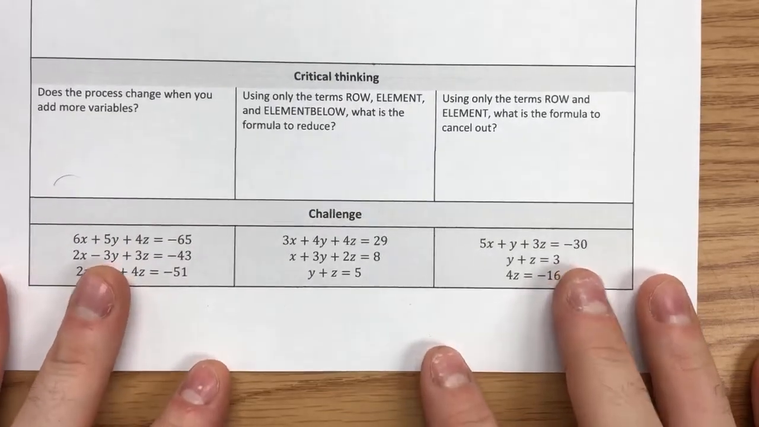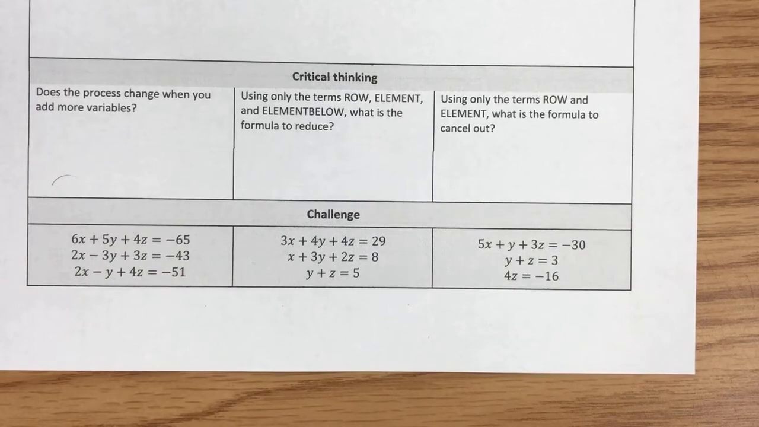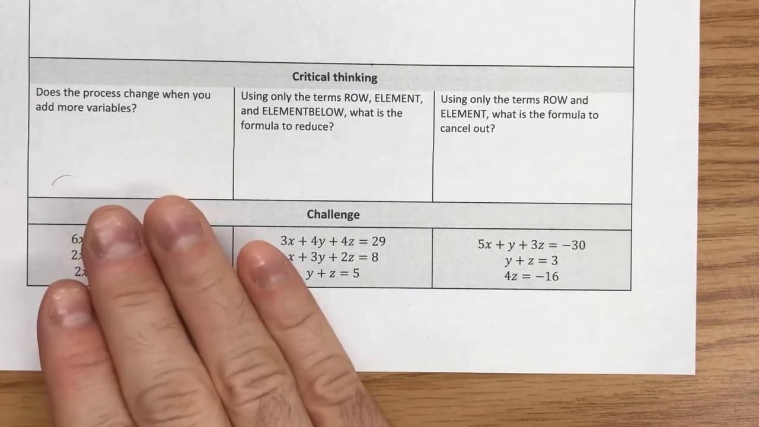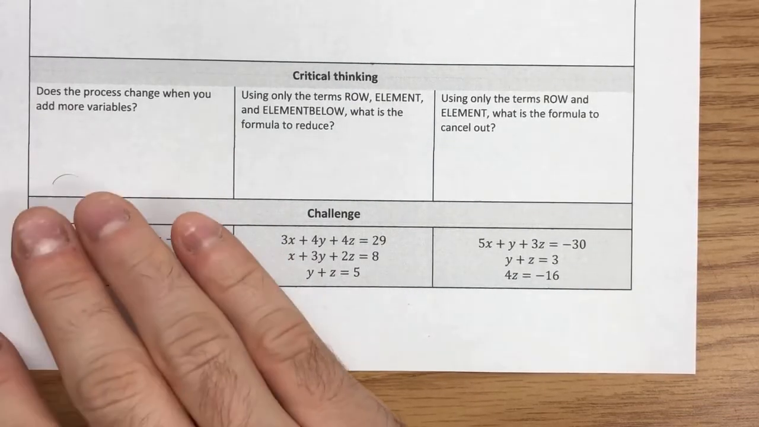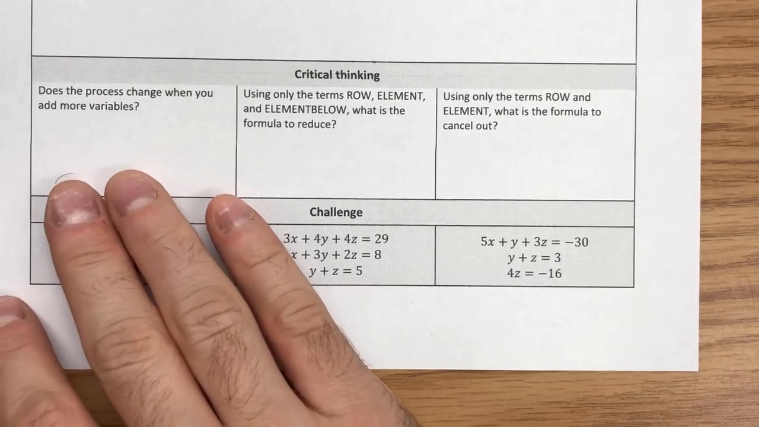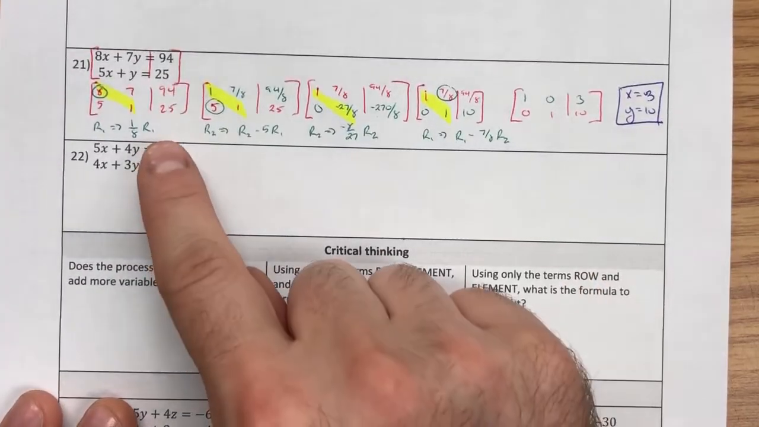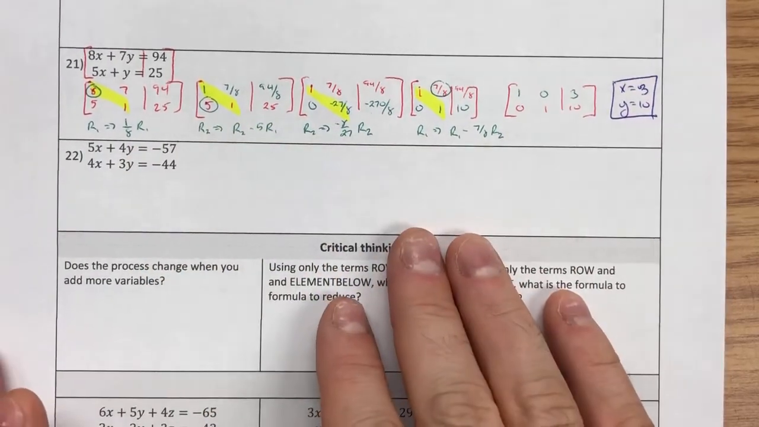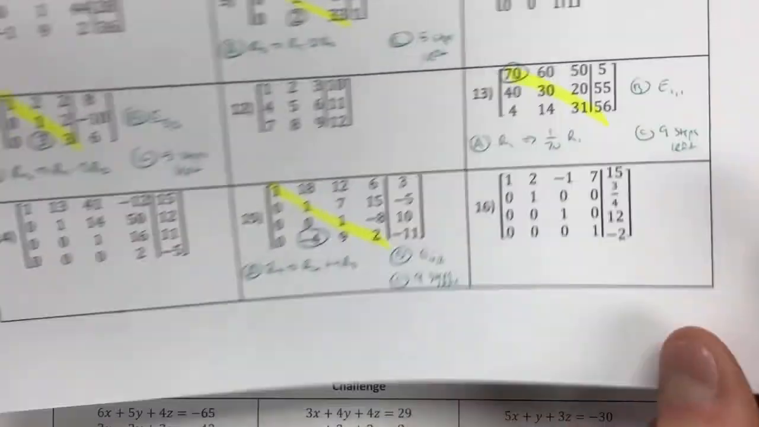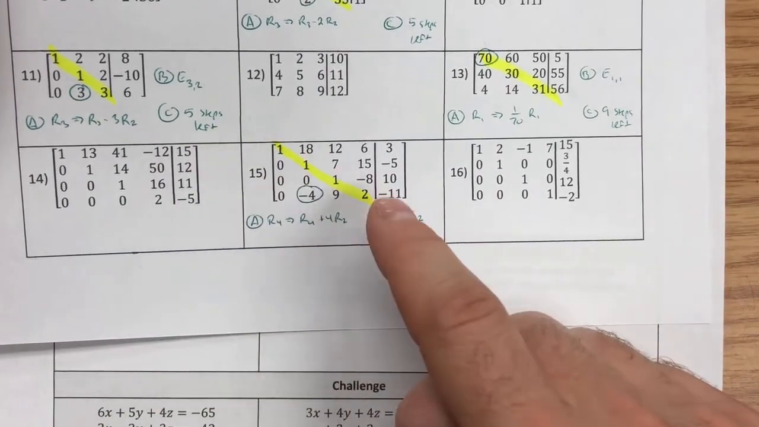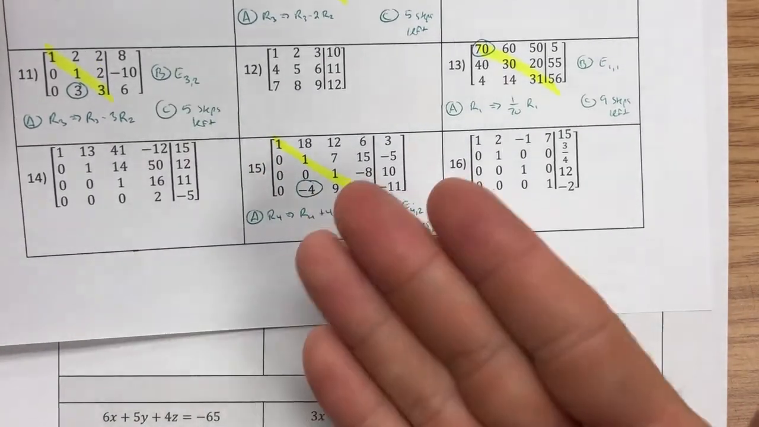And then to close things up, we've got some critical thinking and some challenge questions. Does the process change when we add more variables? Well, I think we've discussed that no, the process does not change when we add more variables. In fact, it remains quite literally the same. We deal with our diagonal, and we go ahead and we reduce them. When we had rows of 4, we looked at our diagonal and we reduced the same amount. It just means there's more steps.